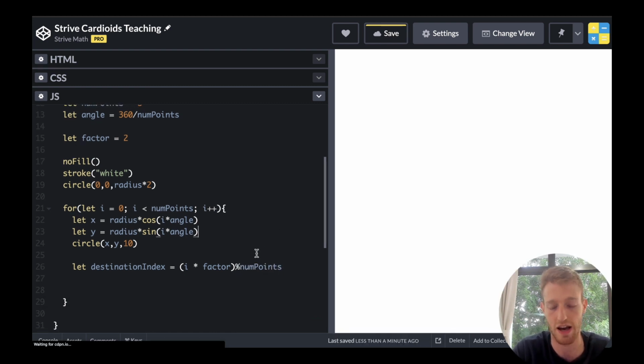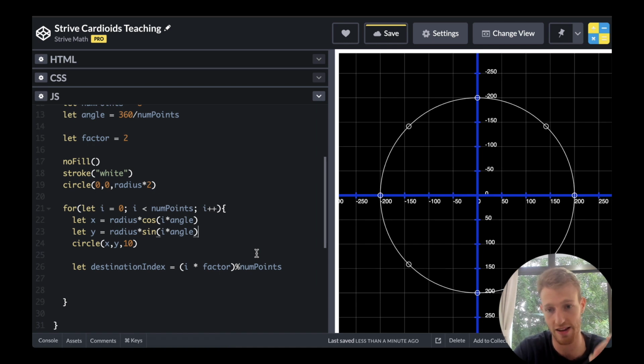That will give us the correct destination index. But now we need to translate that index into an xy coordinate. And we already have a system of doing so, right? If we have an index, all we need to do is multiply it by that angle and put it in cos and times by the radius to find the coordinate. So we can do the exact same.